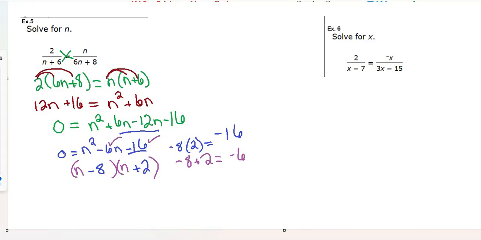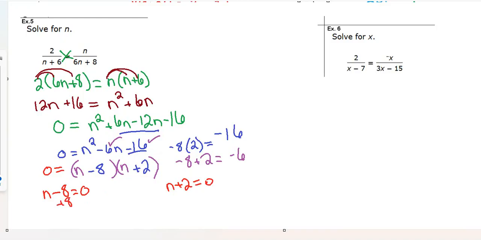Okay, now because this still equals 0 on that side, we're going to set each one of these to equal 0 to be able to solve it. I'm going to set n minus 8 equals 0, and I'm going to set n plus 2 to equal 0. So we just solve those.